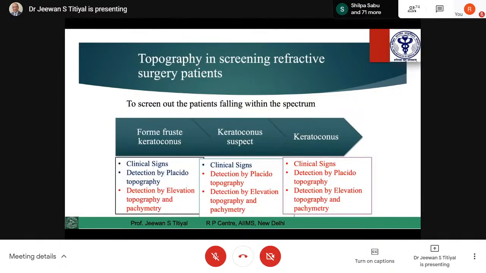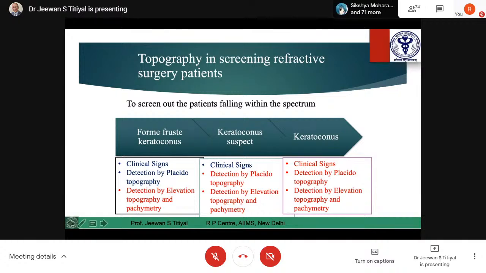Let's take the example of keratoconus cases. If you have a frank keratoconus, we can diagnose it by all methods: clinical signs, Placido, VKG, elevation. Any map will pick up keratoconus, because it is very evident. Even simple refraction will give you a diagnosis of keratoconus.